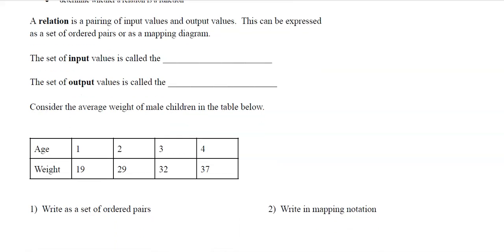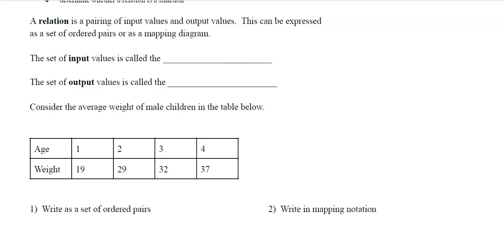So a relation, here's the definition, is a pairing of input values and output values. So basically that's all it is. You put something in and then it maps to something else. This can be expressed as a set of ordered pairs or as a mapping diagram, and we'll do this down here in a minute in example 1 and 2.